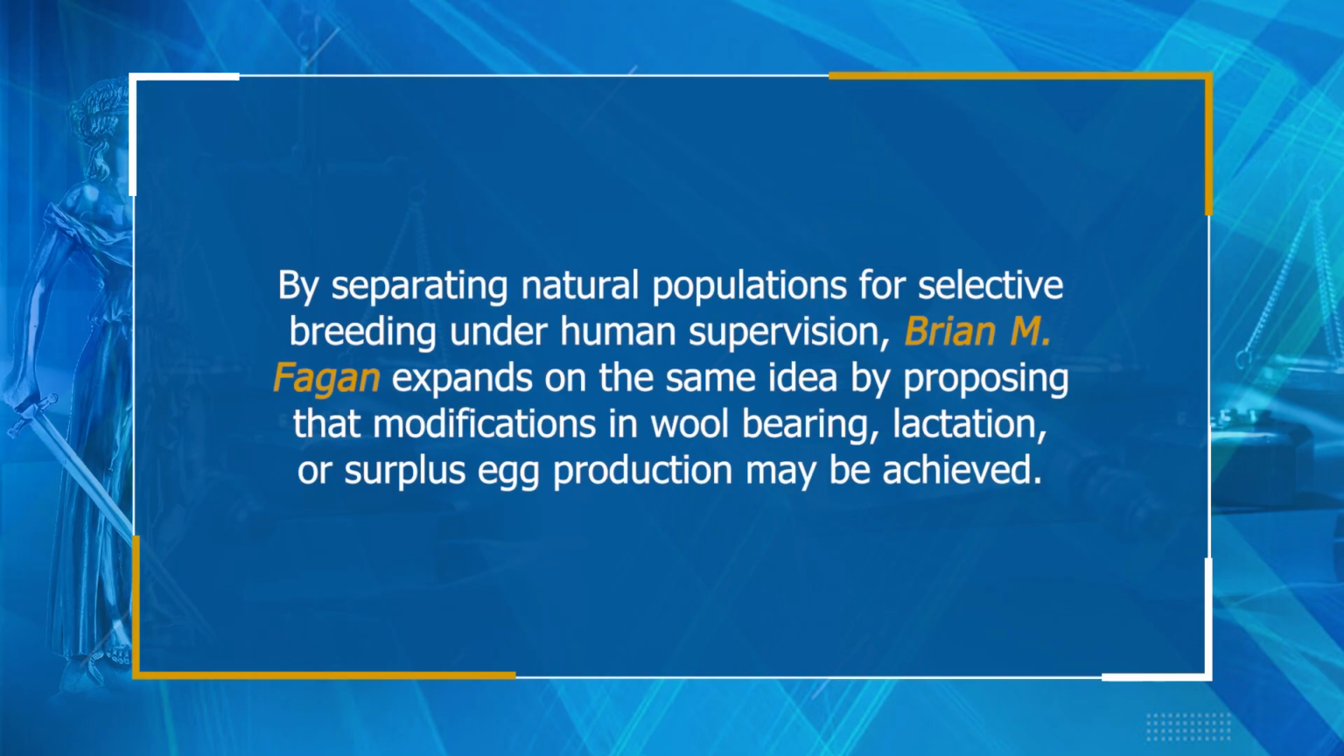By separating natural populations for selective breeding under human supervision, Brian M. Fagan expands on the same idea by proposing that modifications in wool bearing, lactation, or surplus egg production may be achieved. Domestic sheep with thick coats and domestic goats that generated a steady supply of milk, which were a staple food for many human populations, were created by isolating mutant animals from a broader gene pool.